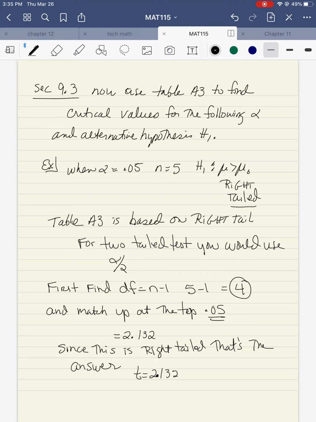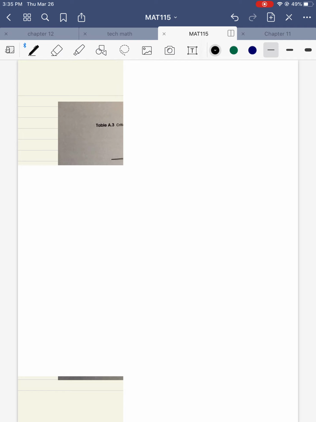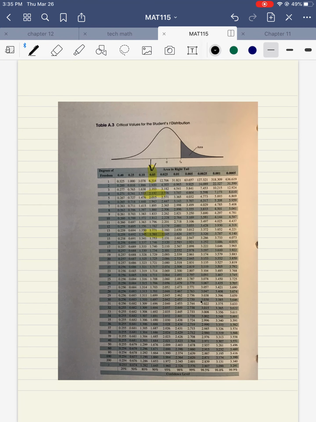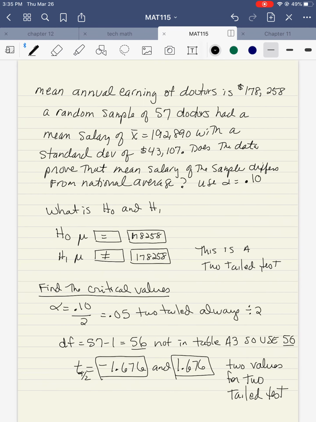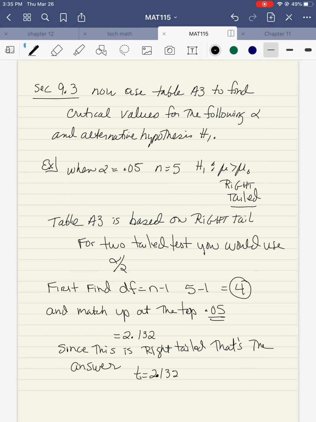First, I'm going to find the degrees of freedom, which is n minus 1. So this is 5 minus 1, which is 4. And match up at the top 0.05. So I go find table A3. You can print that out. You still should have a copy of it. And here's 0.05 at the top, and I slide over to the 4. And that gives me that number right there, and that number corresponds to 2.132. Since this is a right-tailed test, that's the answer, 2.132.